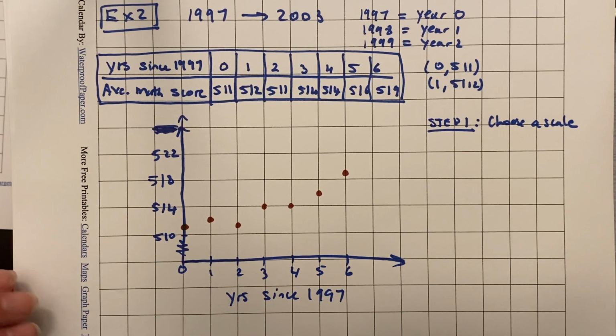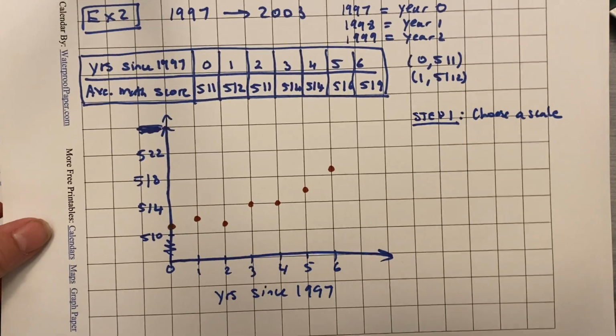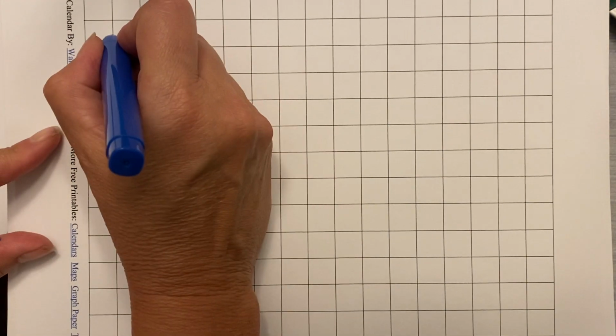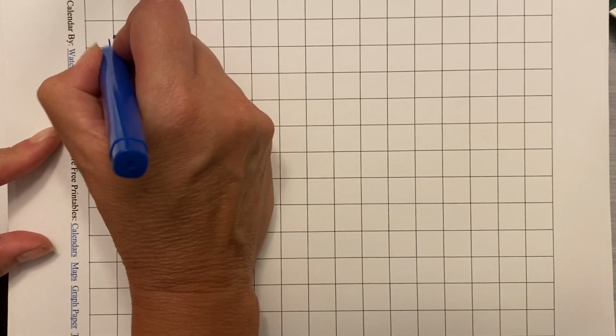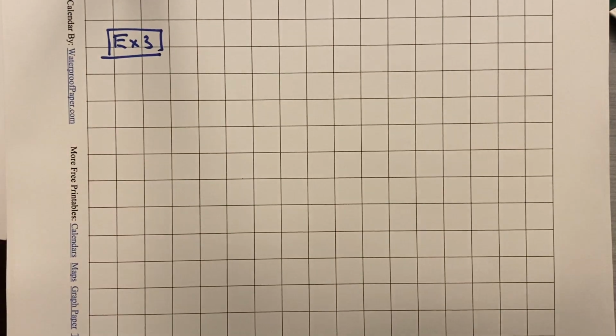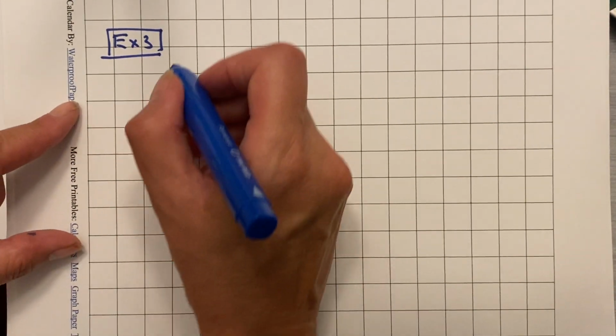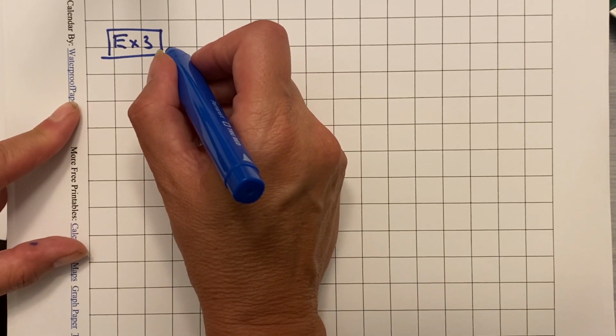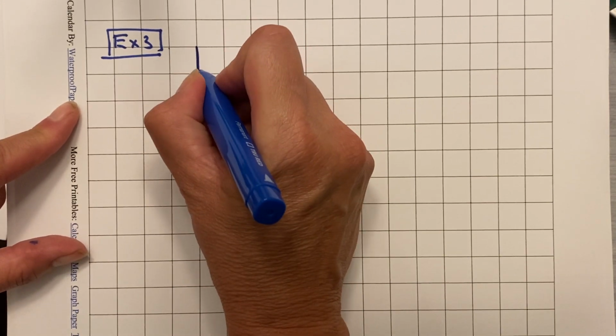Okay, let me move on to the next thing, which is example 3. Now, this one, we're going to start with a graph that's been given to us in the book, and we're going to find a rule for the function. Here, we're going to start with the graph. So this is the before we drew the graph. Now we're starting with the graph.